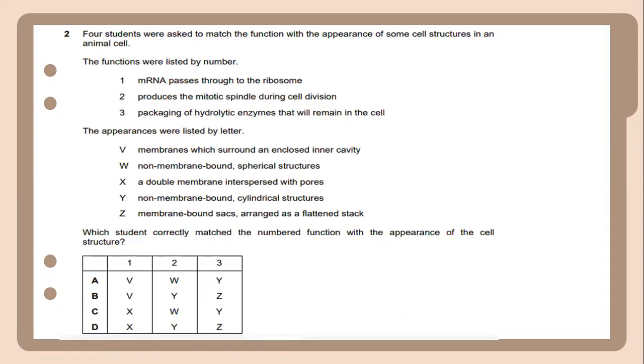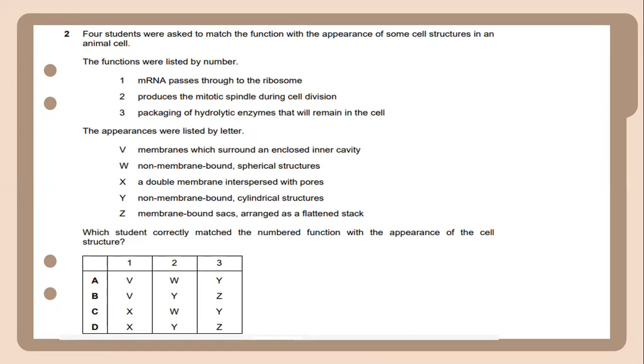Question 4. Students were asked to match the function with the appearance of some cell structures in an animal cell. The functions were listed by number. 1 represents where mRNA passes through to the ribosome. 2 produces the mitotic spindle during cell division. And 3 is packaging of hydrolytic enzymes that will remain in the cell. The appearances were listed by letter.